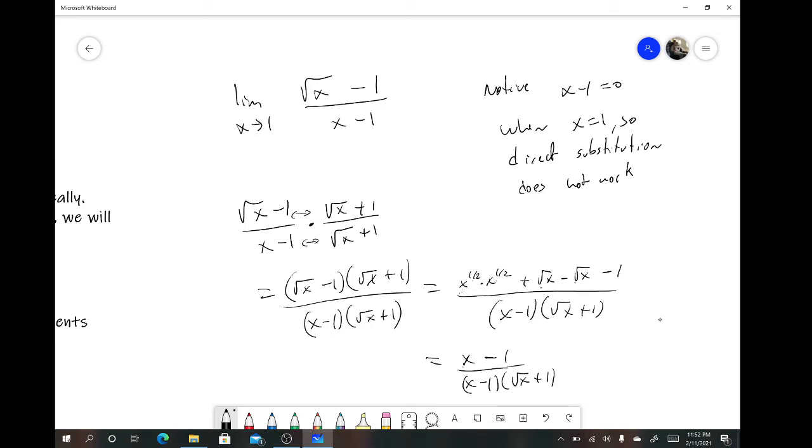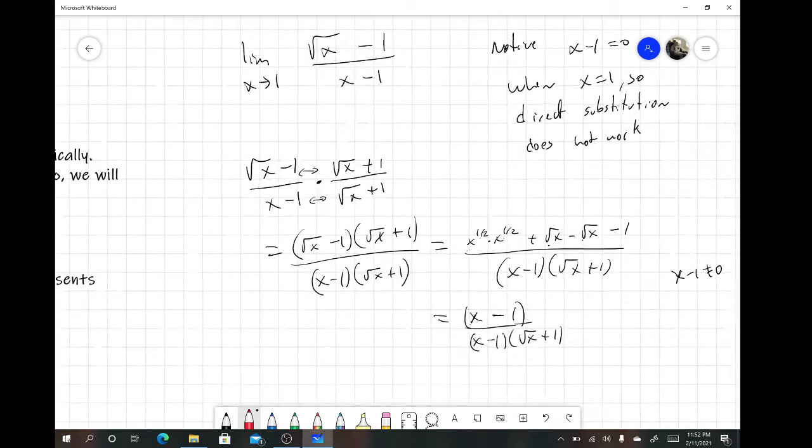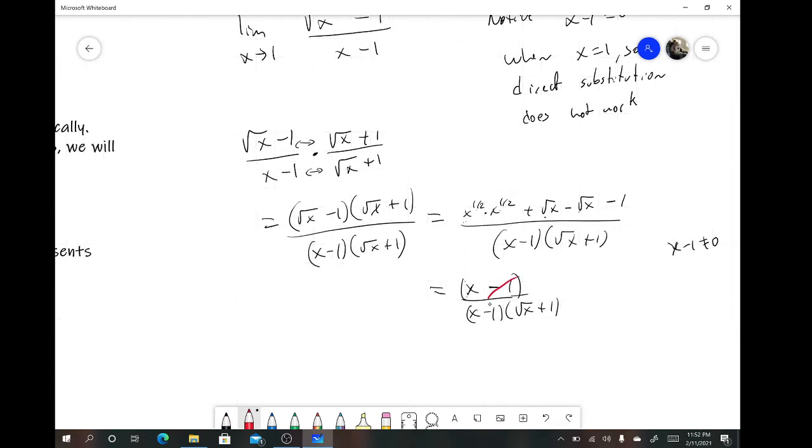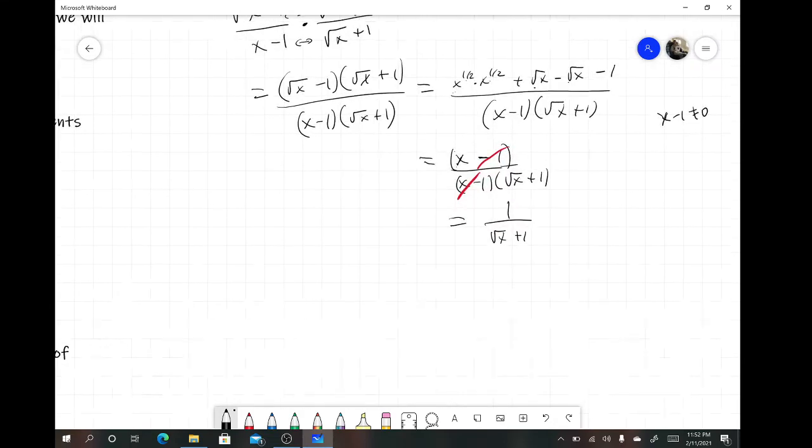Now, so long as x minus 1 is not equal to 0, we could cancel. We could actually divide these things. So let's divide. If we cancel them out, I'm left with a 1 in the numerator and simply radical x plus 1 in the denominator. And now I can actually evaluate this limit. I can actually simply evaluate this part.